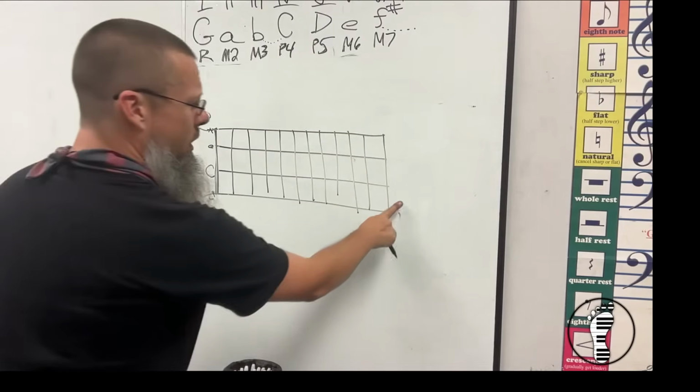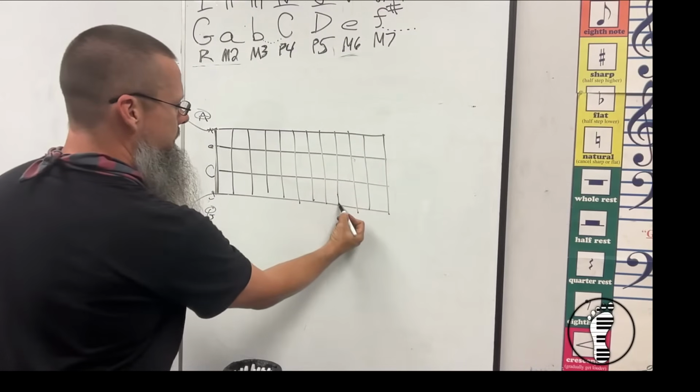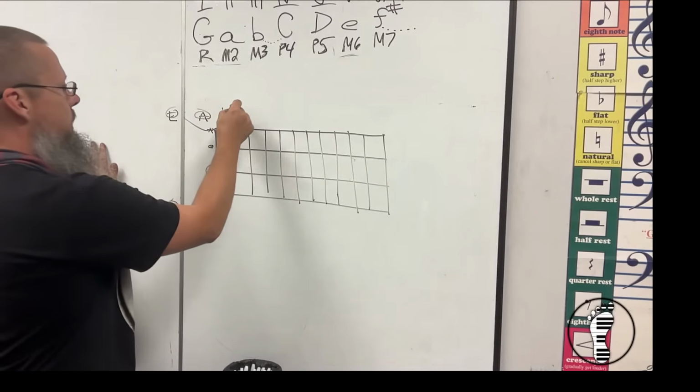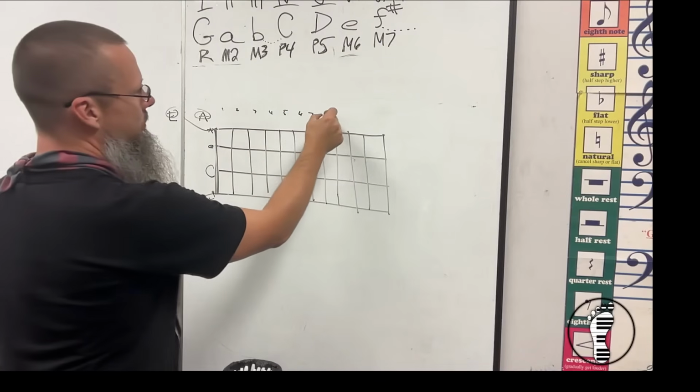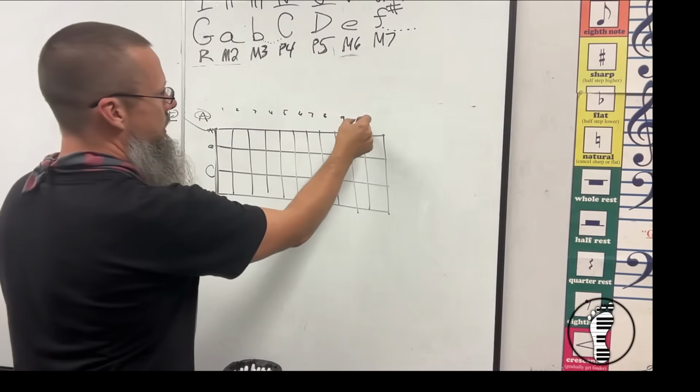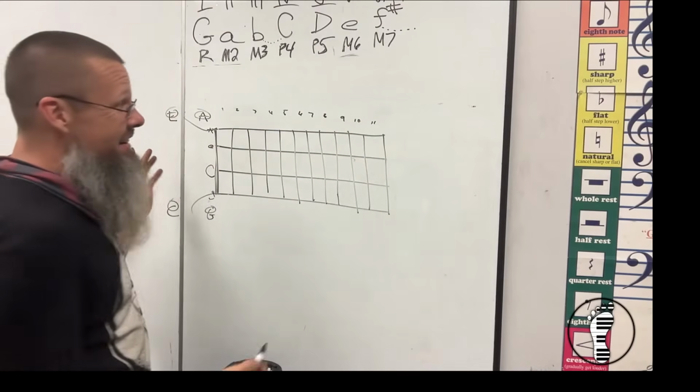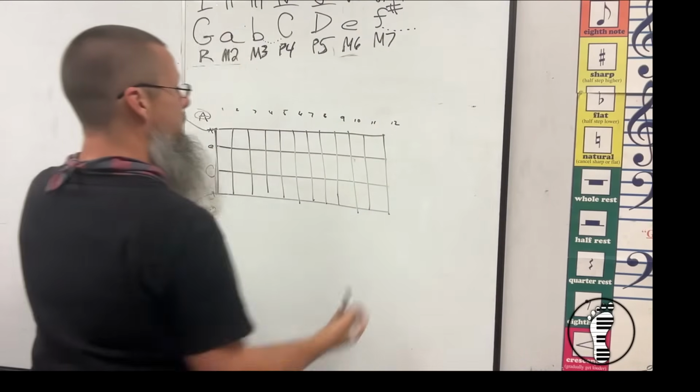It should go all the way up to the 12th fret. Let's see if I spaced it right. 1st fret, 2nd fret, 3rd fret, 4th fret, 5th, 6th, 7th, 8th, 9th, 10th, 11th. I kind of did. And then the 12th would be right here.